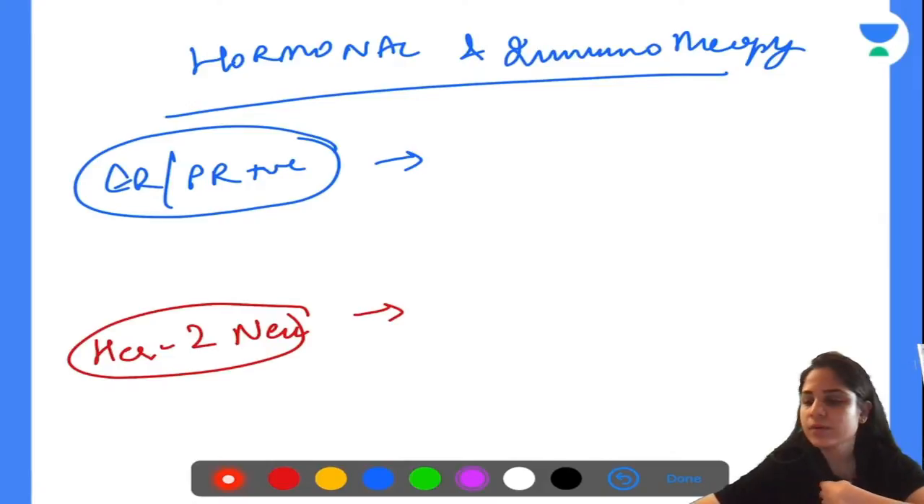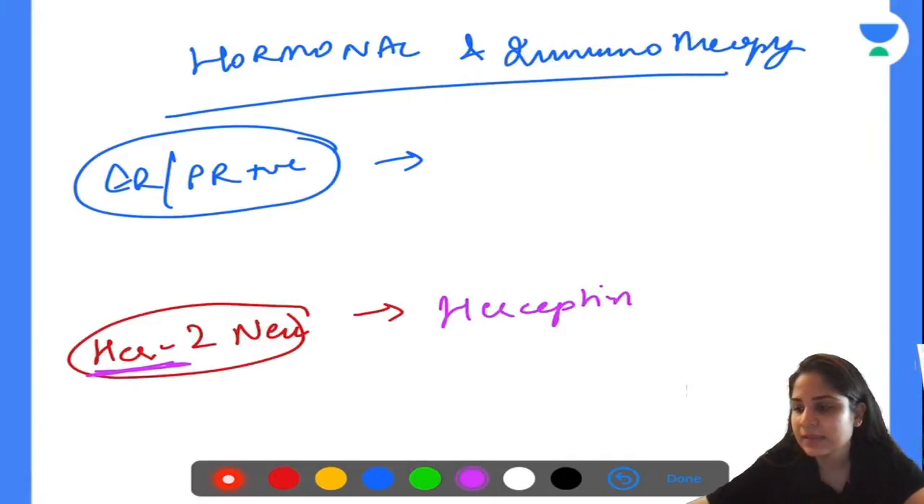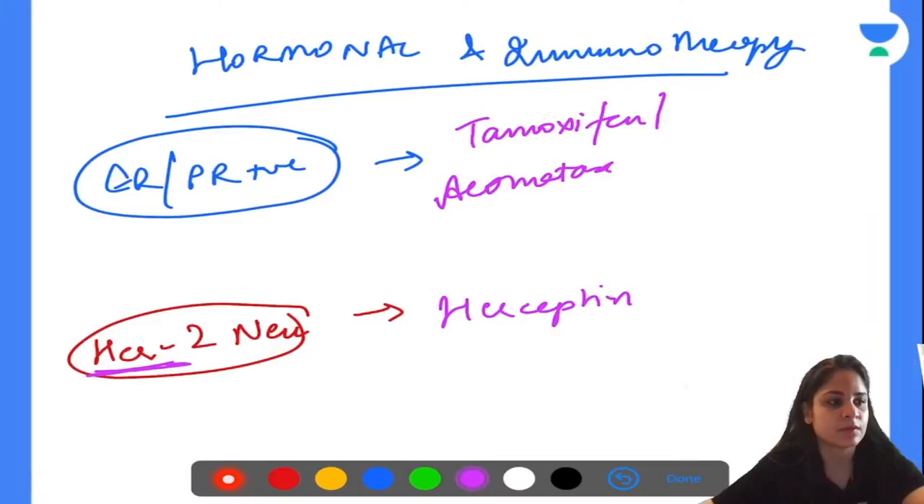Okay, so if the patient is HER2 neu positive, you will give Herceptin. Easy to remember. And then the only other hormonal therapy or immunotherapy that you have is tamoxifen. So ER PR positive hoga toh tamoxifen denge, or you can even give aromatase inhibitors, theek hai? And HER2 neu positive mein you give Herceptin. All right?